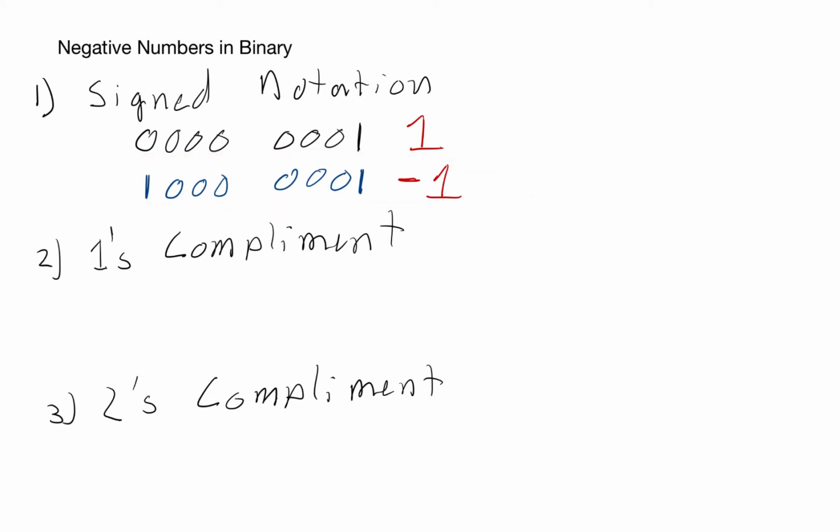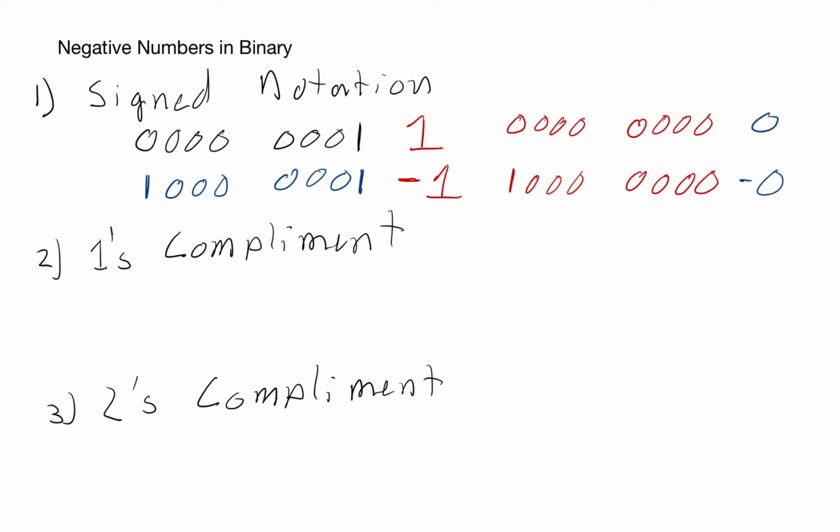So this would be a good solution, except it leaves two zeros. If we have 0 in binary, so all of our bits are 0, and then we want the negative version of 0, then we flip the bit, right? But in this case, we have a positive 0 and a negative 0.